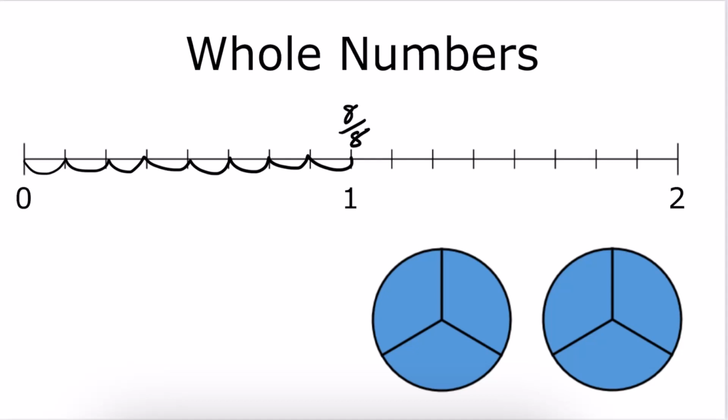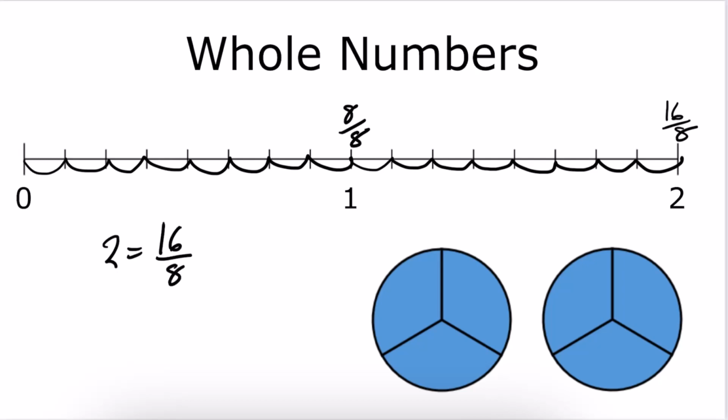And then by extending the partitioning process to the space between 1 and 2, the whole number 2 can be represented as 16 eighths because the number 2 is 9, 10, 11, 12, 13, 14, 15, 16 units of 1/8 away from 0. So 2 equals 16 eighths, but it's also true that the number 2 equals 6/3, as shown by this area model where the wholes are split up into 3 equal-sized pieces.